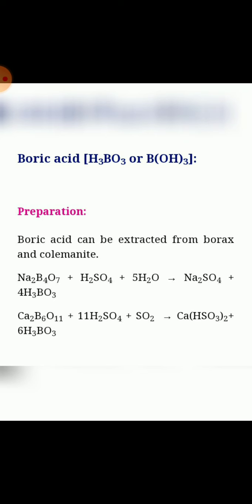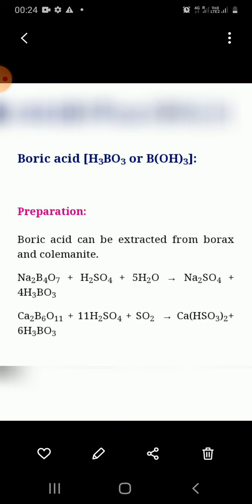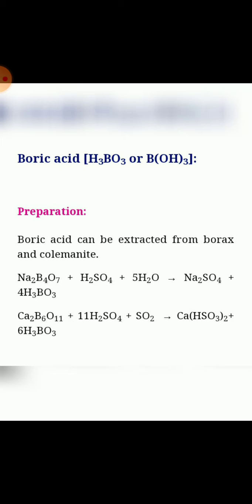Next, preparation of boric acid. We can prepare boric acid from two compounds. One is borax, another one is colemanite. First we can prepare it from borax. The formula is Na2B4O7. Borax reacts with water plus sulfuric acid to form sodium sulfate and boric acid. This is the first preparation from borax.